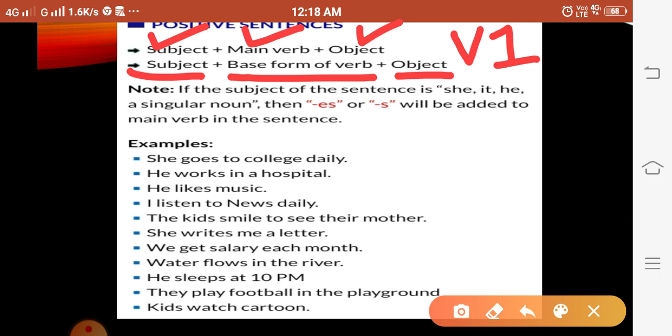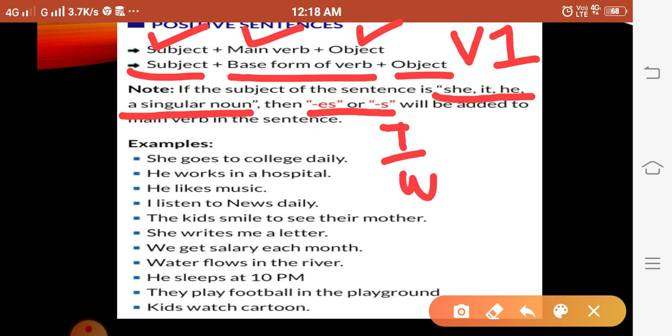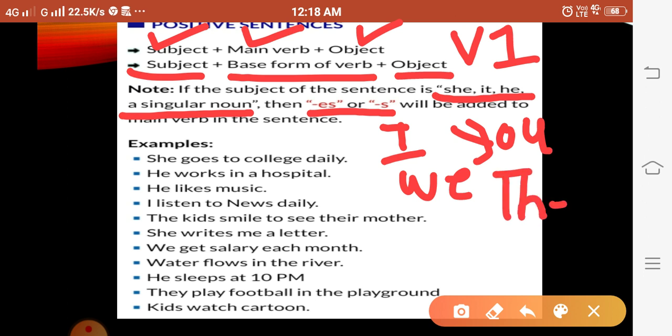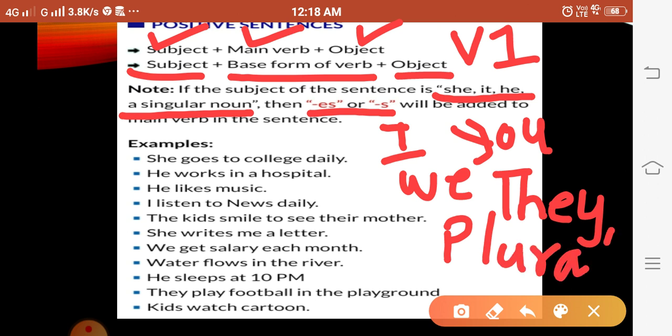While forming sentences, you have to keep this very important thing in your mind, that if you are using she, it, he or any singular noun as a subject, then you will have to add es or s along with first form of the verb in the sentence. Or if you are using I, we, you, they or any plural subject in a sentence, then you simply will write first form of the verb after them without adding s or es.